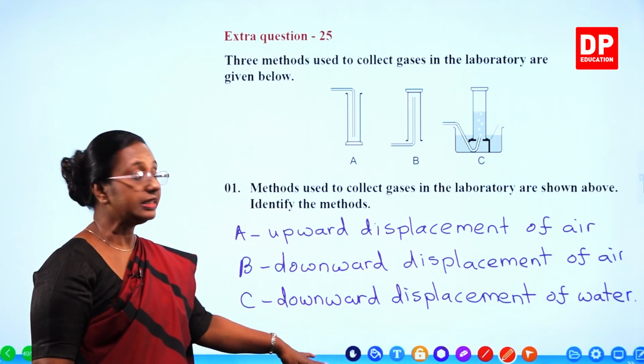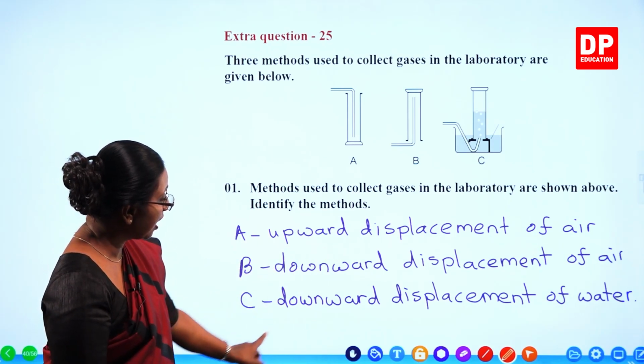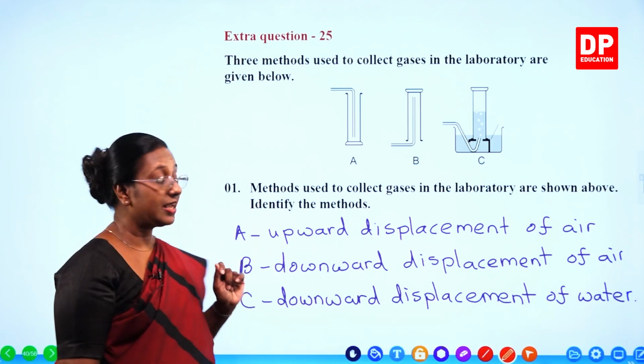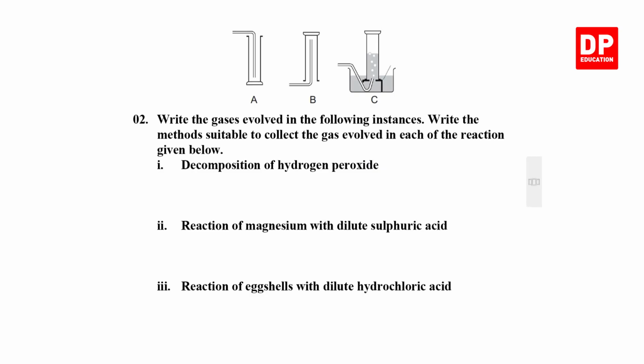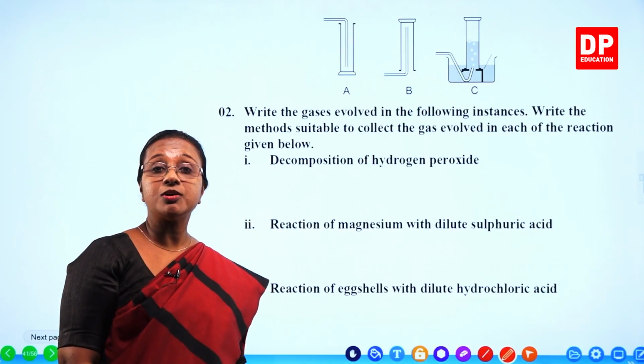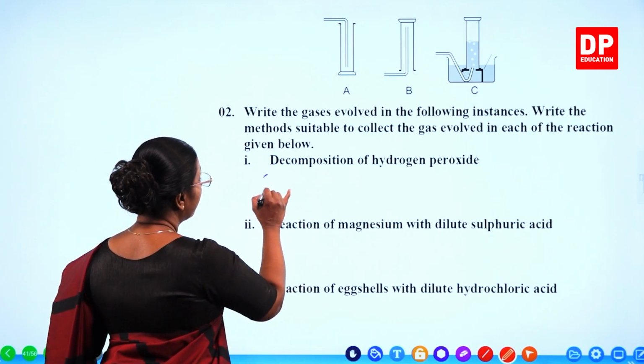So those are the 3 methods: upward displacement of air, downward displacement of air, downward displacement of water. With that, we'll move on to the next question. Write the gases evolved in the following instances. Write the method suitable to collect the gas evolved in each of the reaction given below. So decomposition of hydrogen peroxide. What is the gas evolved there? It is going to be oxygen.